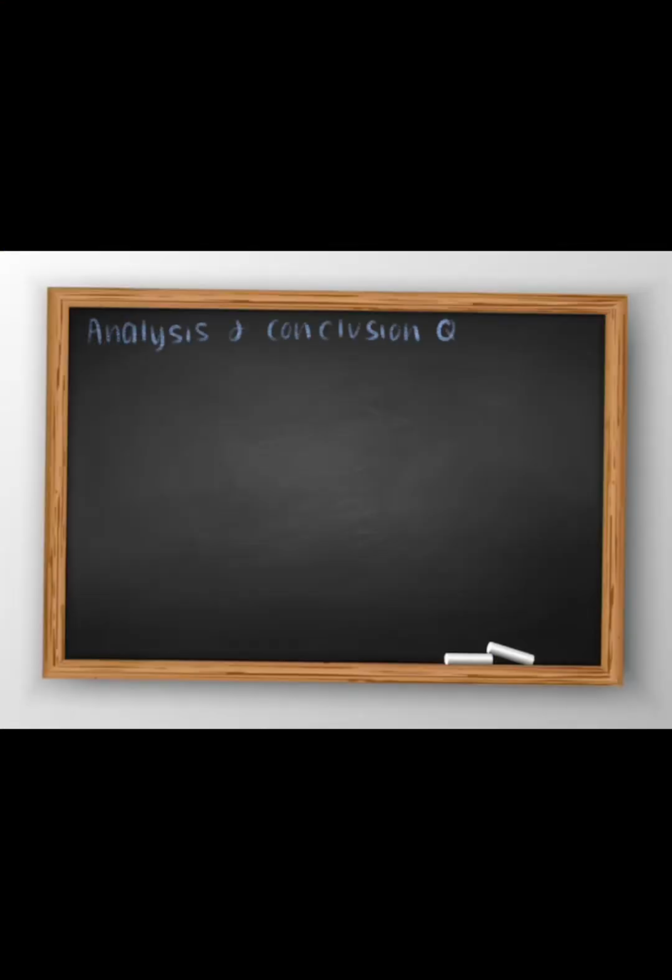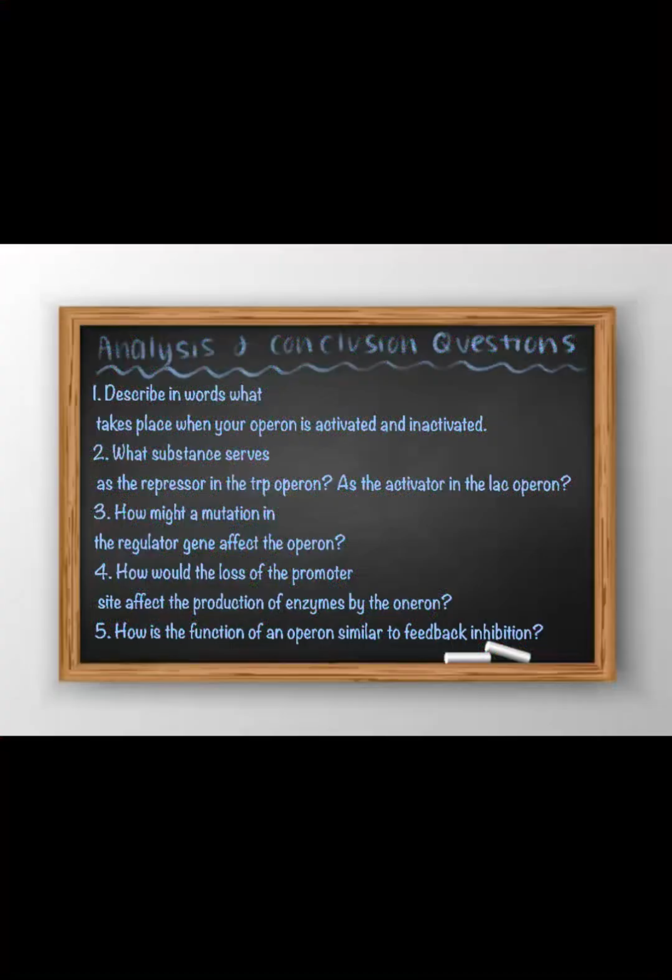I'm now going to dive into analysis and conclusion questions, where I'm essentially going to be reiterating everything I said earlier in the video. So I'm first going to describe what takes place when each operon is activated and inactivated. When the lac operon has lactose present or the trp operon doesn't have any tryptophan, the repressor protein is either removed from the operator or inactive. RNA polymerase binds to the promoter and transcribes the structural genes into mRNA, which is translated into proteins.